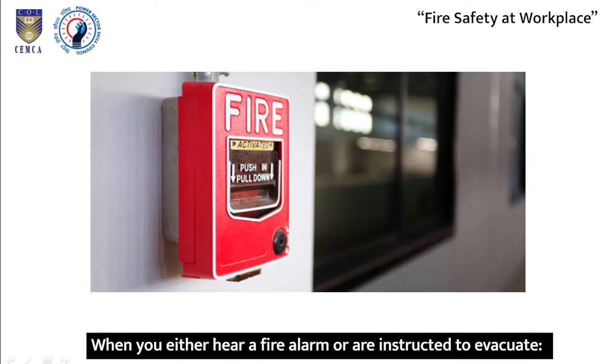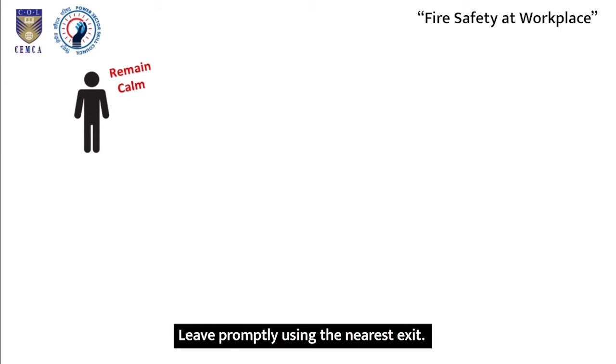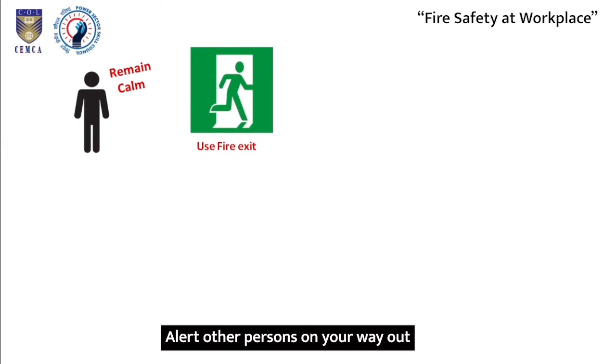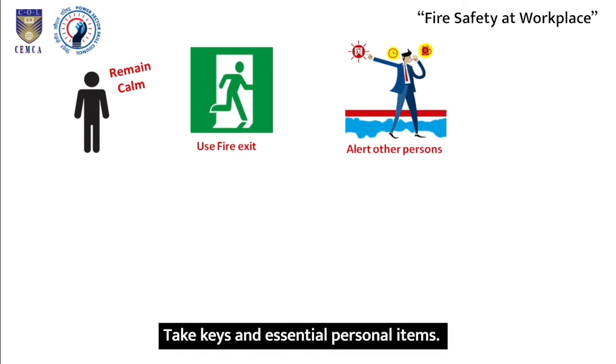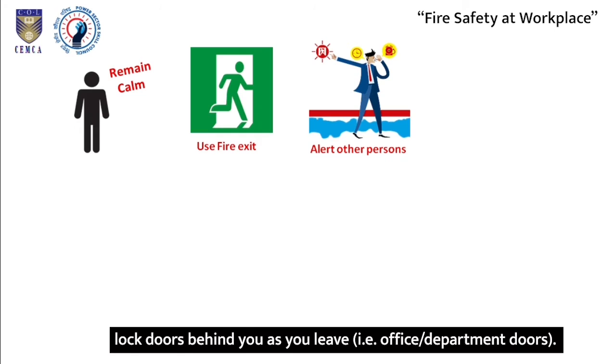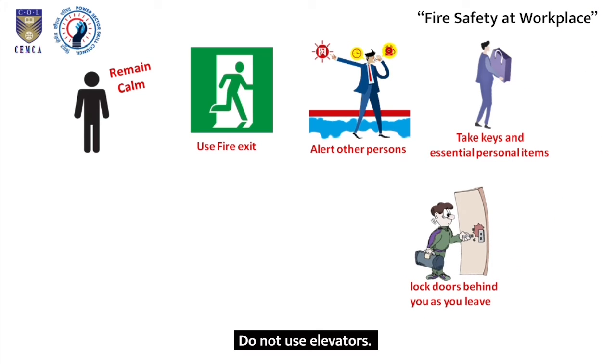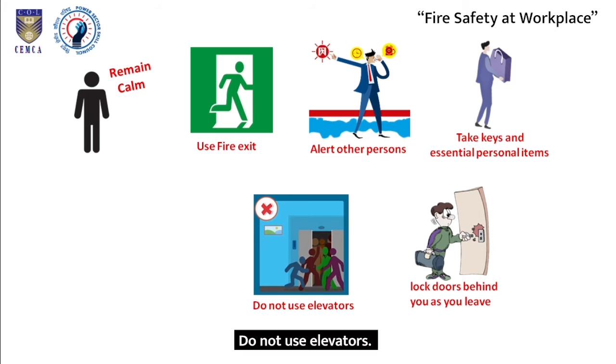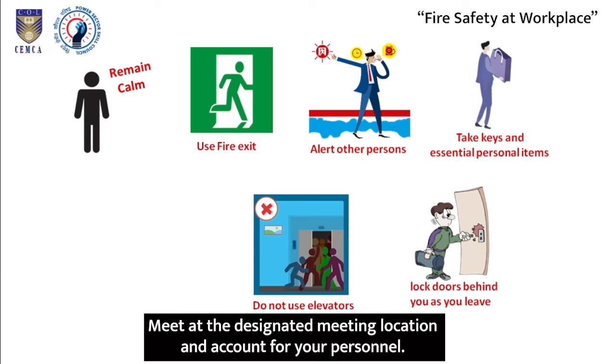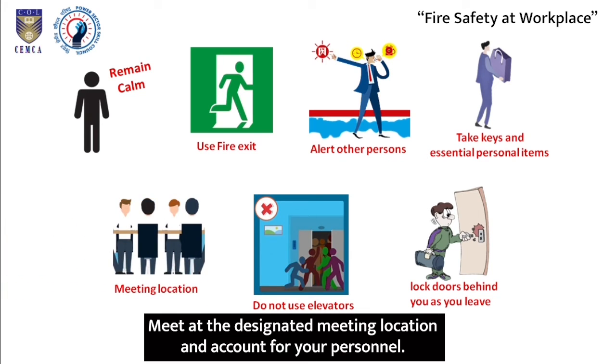When you either hear a fire alarm or are instructed to evacuate, remain calm, leave promptly using the nearest exit, alert other persons on your way out. Take keys and essential personal items. Lock doors behind you as you leave, that is office, department doors. Do not use elevators. Meet at the designated meeting location and account for your personnel.